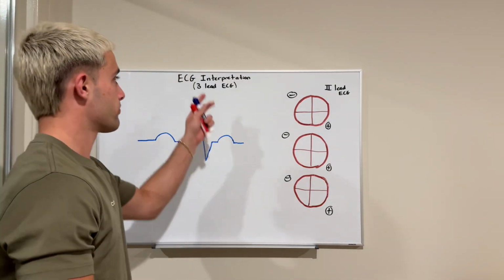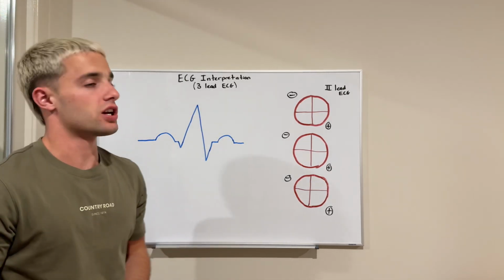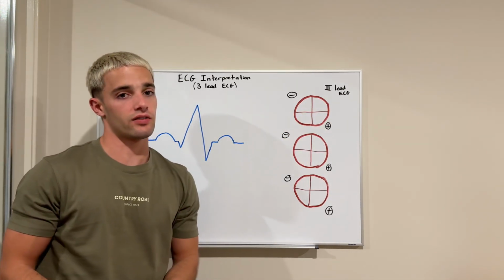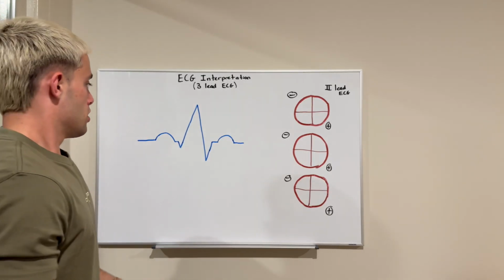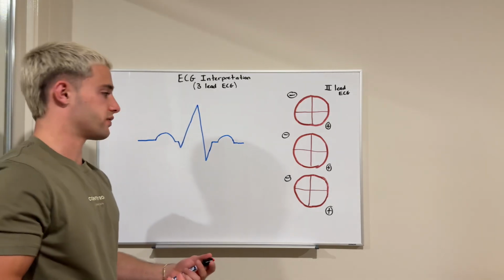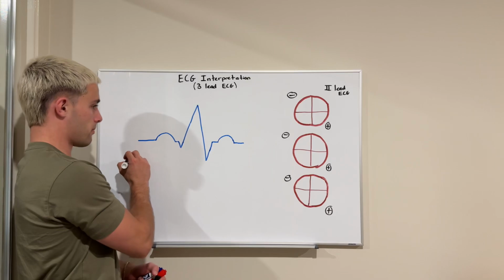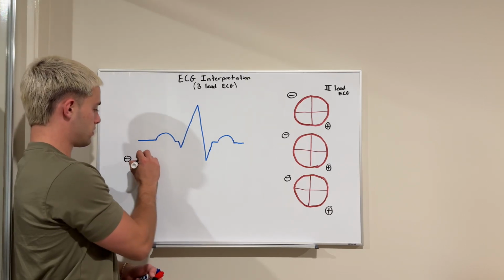Today we're going to talk about ECG interpretation with a 3-lead ECG, primarily looking at the second lead of the ECG. First I want to explain why we would get a positive deflection and why we would get a negative deflection.